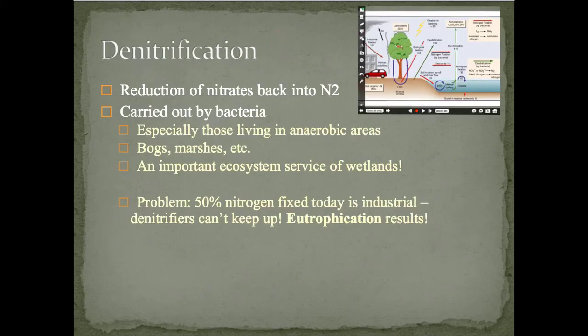Here we have denitrification. Denitrification is where you take the nitrates, the NOx, and it is turned back into atmospheric nitrogen. This is carried out by bacteria. So here you're going from biotic to abiotic. Especially those that do anaerobic respiration, it happens in bogs and marshes, and is an important ecosystem service of wetlands.